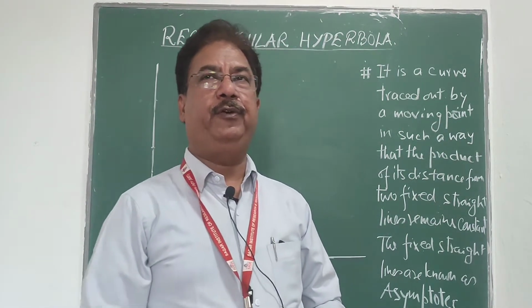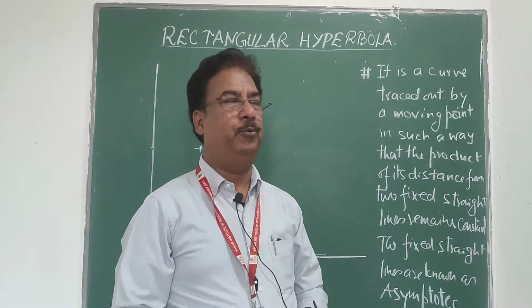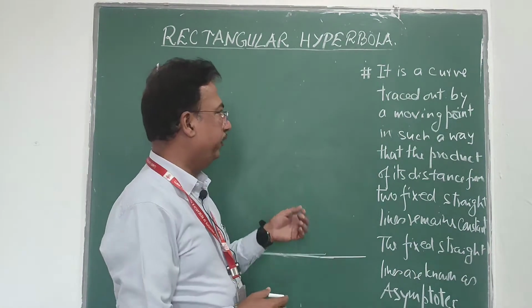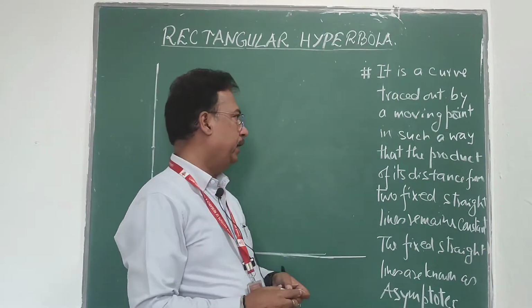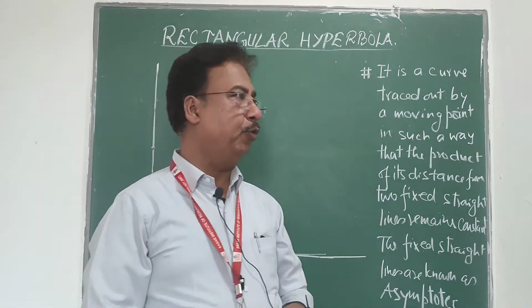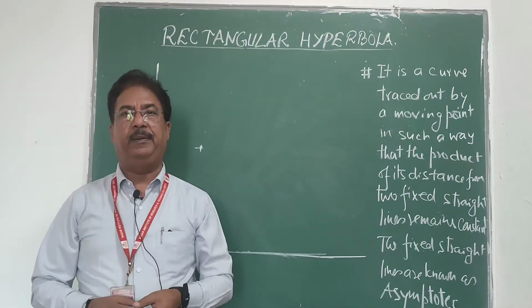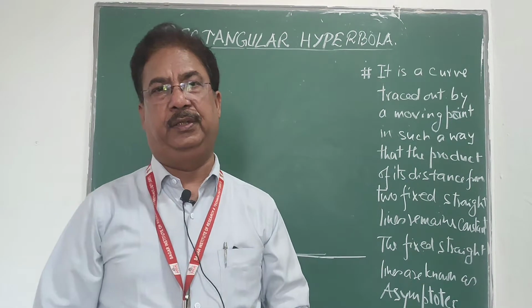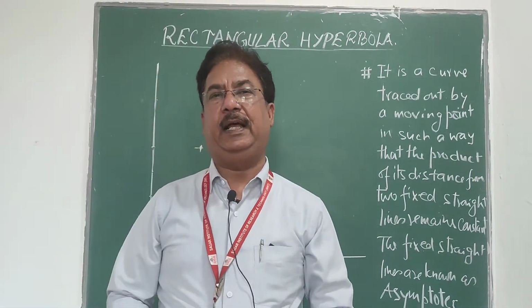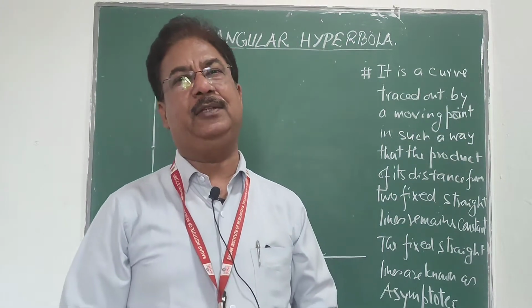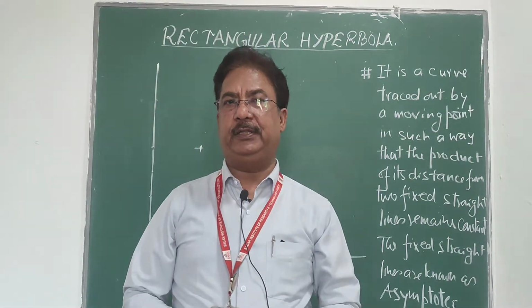And if we go for the definition of rectangular hyperbola, it will be like this. The rectangular hyperbola is a curve traced out by a moving point in such a way that the product of its distance from two fixed straight lines remains the same, or constant. Those two fixed straight lines are known as asymptotes. Many times those two lines will be perpendicular to each other.